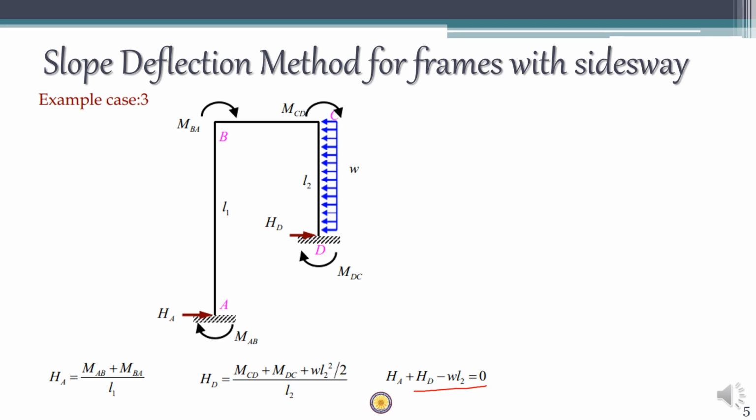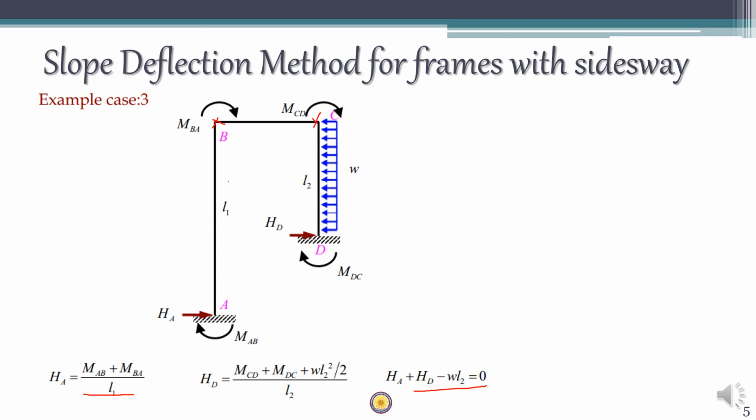Now we have to write HA and HD in terms of our support moments MAB, MBA, MCD and MDC. So if you take moment about this point B, we have HA into L1 is equal to MBA plus MAB. So HA into L1 is anti-clockwise and MAB plus MBA is clockwise moment, right? So you get a relation for HA, which is this one. And now take moment about C.